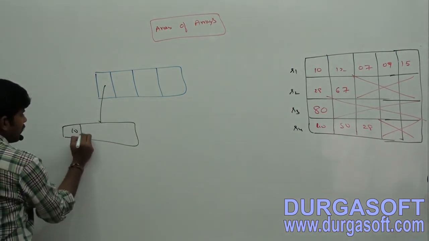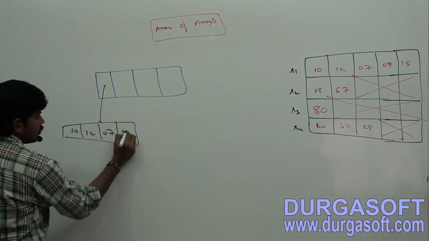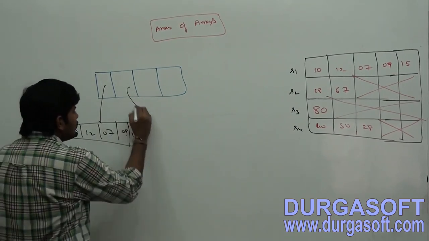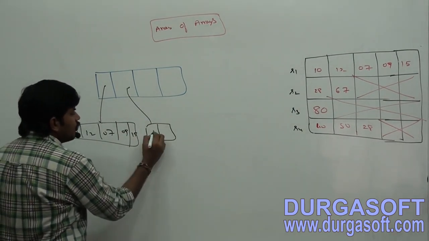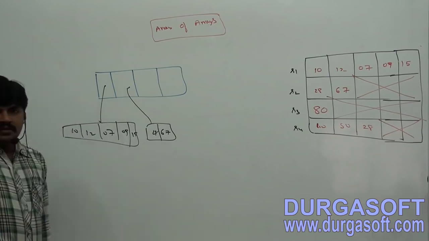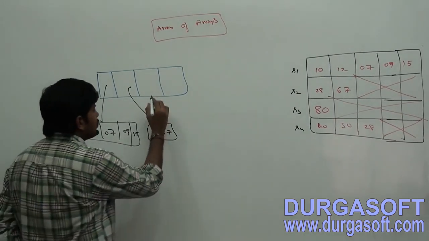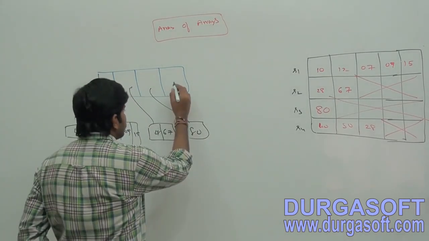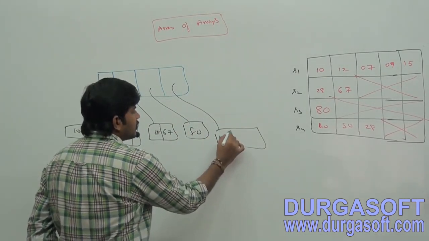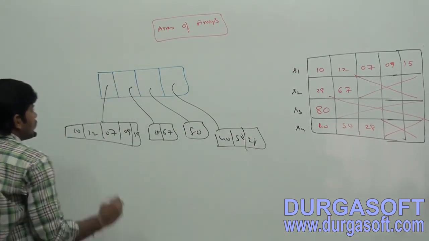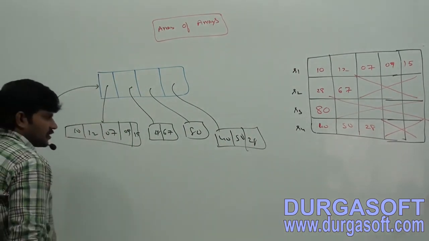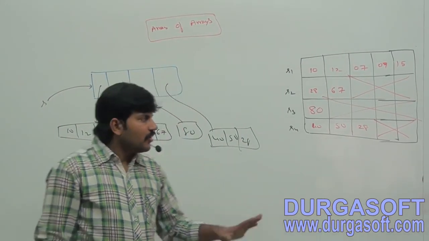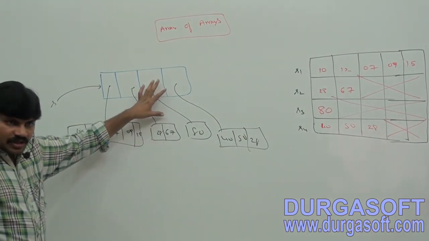Can you spell out 10, 12, 07, 09, 15 like that. Second student having how many marks? Only 2. Create an array with a size 2: 28, 67. Third student having how many marks? Only 1. That's why create an array with a size 1: 80. Fourth student having 3. That's why create an array with a size 3, and S is the reference variable for that. Are you getting that? I hope you can understand very easily.